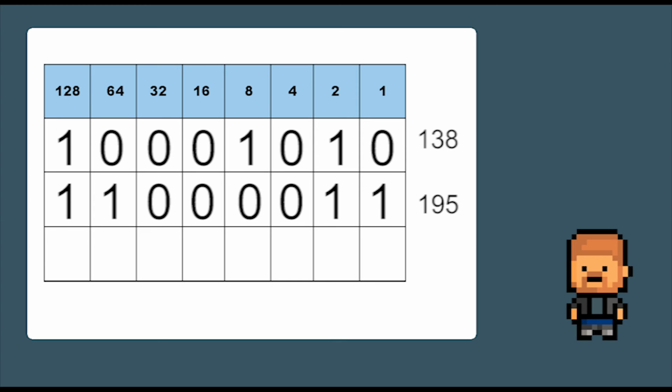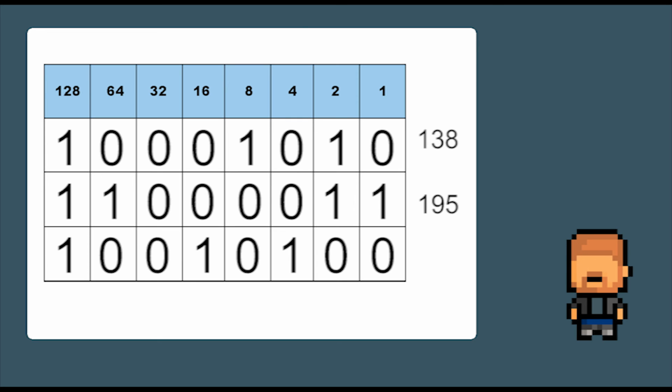Now let's try and convert from binary to denary. Okay, how about 10010100? Let's put that into the grid. So it has 1 128, 0 64s, 0 32s, 1 16, 0 8s, 1 4, 0 2s, and 0 1s. So that would be 128 plus 16 plus 4, which is 148.